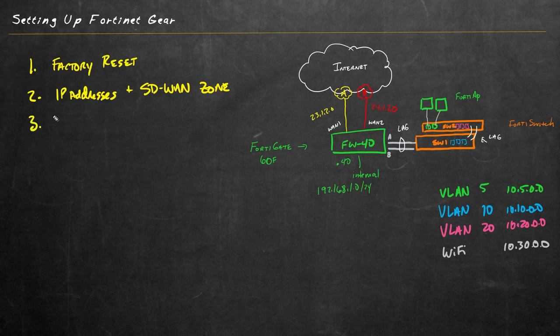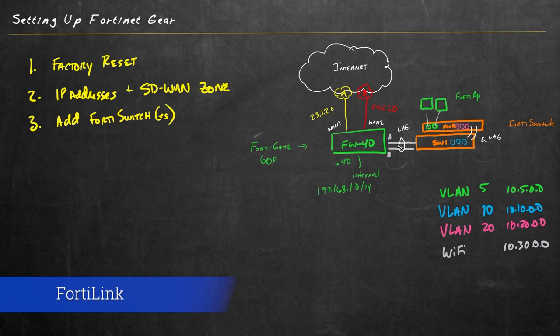All right, so our third step would then be to add these switches. So we'll add two FortiSwitches as part of our FortiSwitch stack. By using the port A and B here on this FortiGate, these interfaces by default are assigned to the logical FortiLink interface. And that FortiLink is the connection between our FortiGate and our switches.